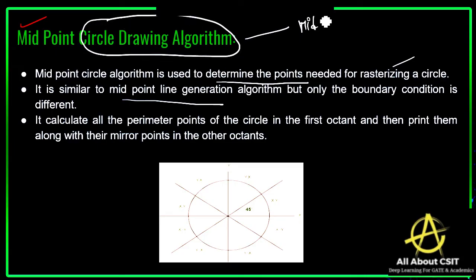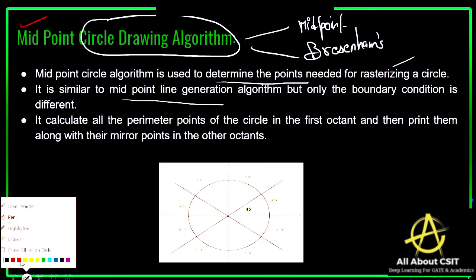One is midpoint and another is Bresenham's circle drawing algorithm. So here DDA is not there. Only DDA is purely a line drawing algorithm, whereas midpoint can generate a line segment and it can also generate a circle. In the same way, Bresenham's generates the line segment and it can also generate the circle.